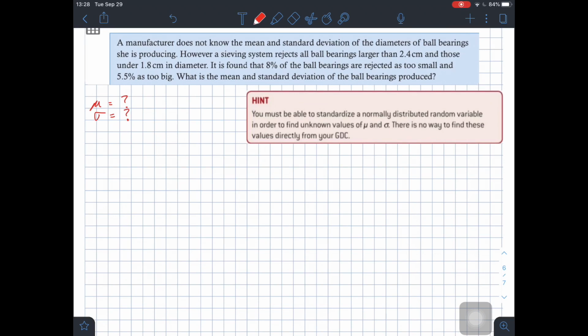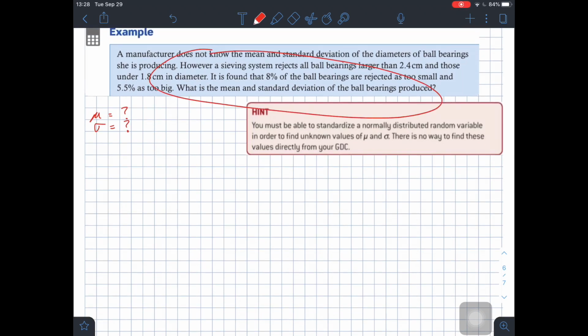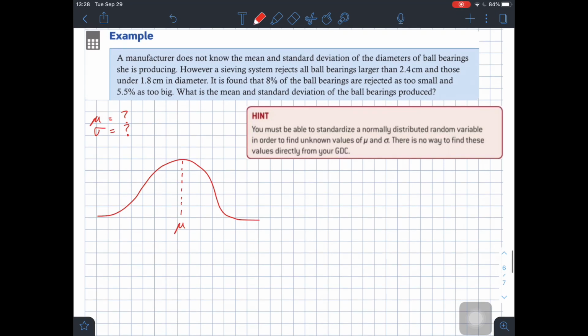Okay, so first of all, let's make a sketch of what we know from the problem. We do not know mean or standard deviation, so I will make a standard normal curve distribution to show the information we have. The mean, we do not know its value. I'm going to write it as mu. But we know this. It says it rejects all ball bearings larger than 2.4. So I would assume, let me check. It says that 2.4 are the largest one, right? And 5.5% are rejected for being too big. That means that 2.4 should be somewhere around here, 2.4.